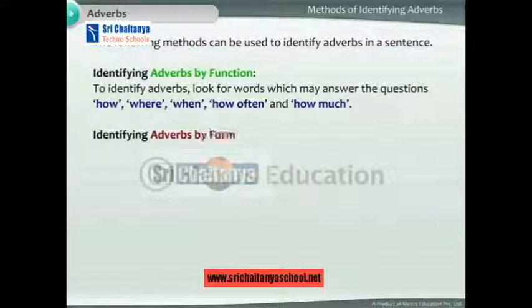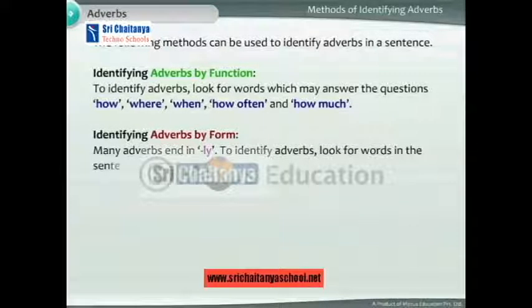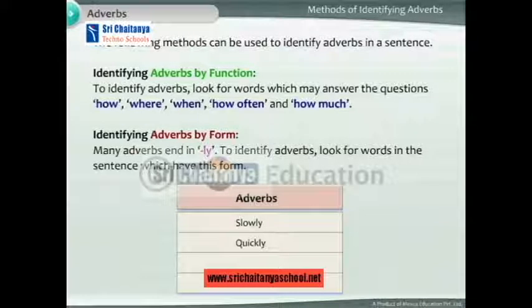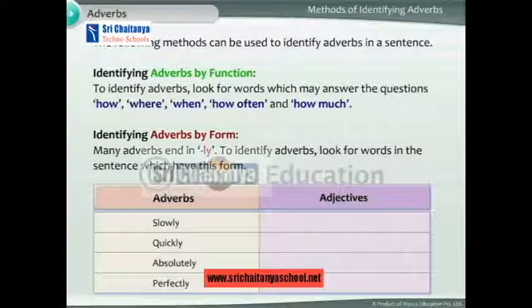Identifying adverbs by form. Many adverbs end in ly. Find words in the sentence which take this form. Slowly, quickly, absolutely, and perfectly are all adverbs. Not all words that end in ly are adverbs. Adjectives can end in ly too. Friendly, lonely, and motherly are adjectives and not adverbs.